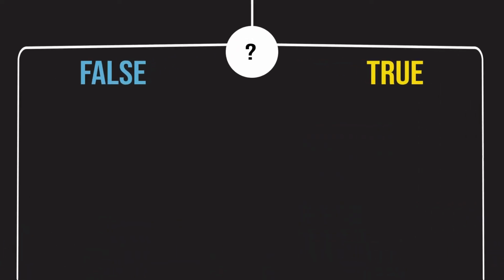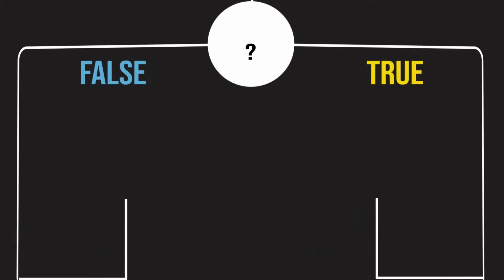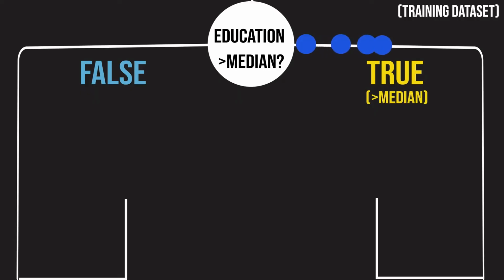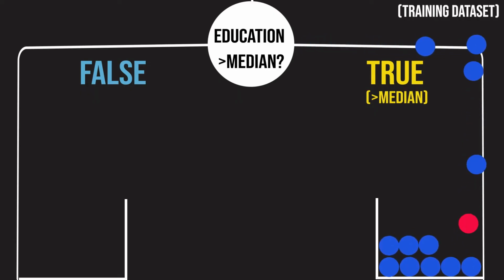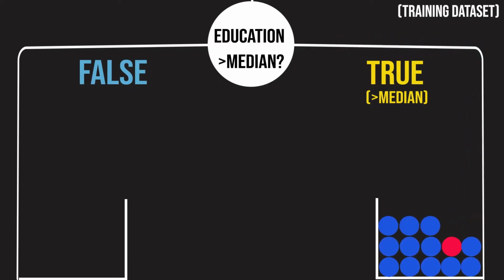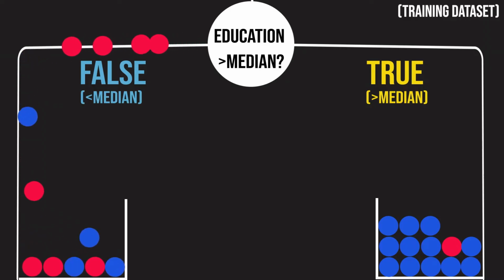Let's see what happens when we split the tree at each of our three x variables one by one. When we split on education, we see that the true branch, which contains states with education above the median, has mostly blue states and one red state. The false branch, or states with education below the median, contains mostly red states and a few blue ones.